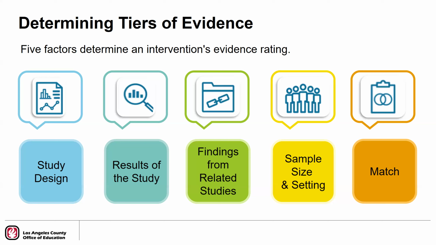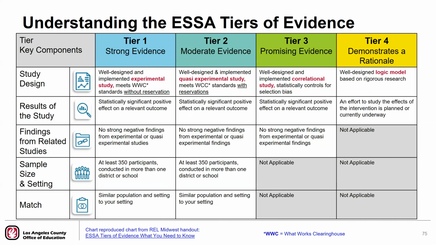Now, one can certainly go down a rabbit hole trying to understand what components go into determining the tier of an evidence-based intervention. In the next slide, we have a chart with the 4 tiers of evidence defined by the 5 factors that determine an intervention's evidence rating, for your information. As you can see, there are notable differences in the study design row amongst the 4 tiers. The more controlled the experiment in the research study of an intervention, along with the effect size or significant positive effect on the outcome, increases the strength of the evidence and thus determines its tier.